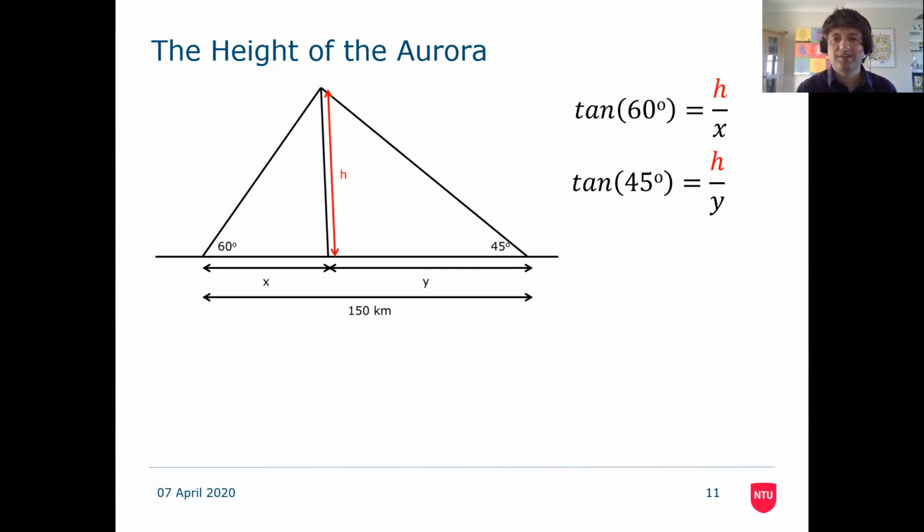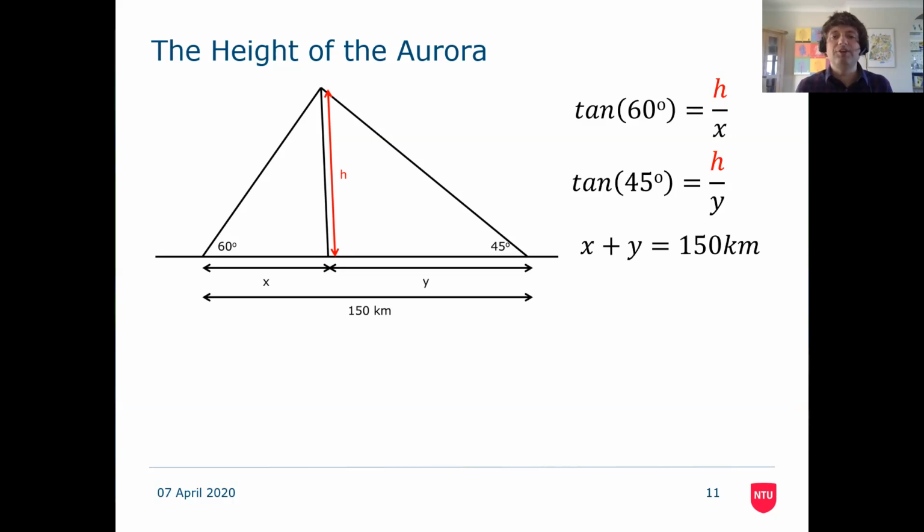We can do the same sort of thing for the other observing station. We can say that tan 45 degrees, because our elevation is 45 degrees, is going to be h, the altitude, divided by y, the horizontal distance. We also know that x plus y, these two distances here, equals 150 kilometers. We can see that from this diagram very nicely. So we've got everything we need to find h.